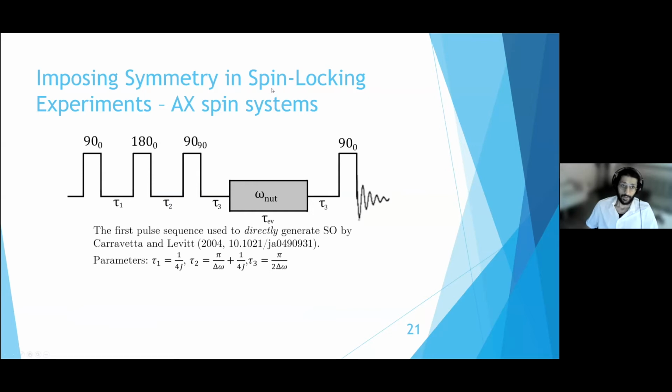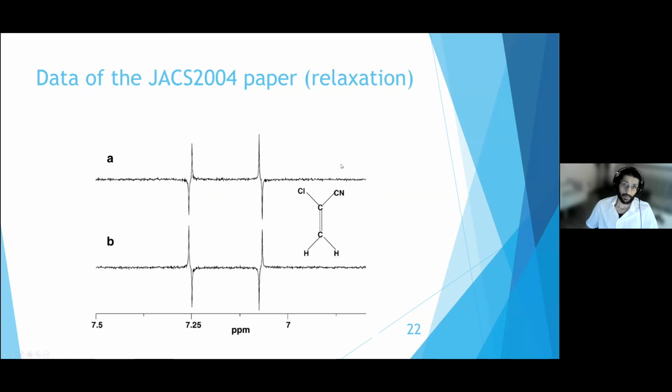So going back to the spin locking experiments, the way this was first done was really designed for one type of spin system, which was the AX, strong inequivalence, weak coupling. The first pulse sequence used to directly generate singlet order was actually our second paper, not the first one, but it was the first to directly generate singlet order. It was this pulse sequence here. And as you can see, it's very simple. The parameters are basically a J-synchronized spin echo, and then a small chemical shift difference delay and a 90 pulse. And what you ended up with was this.